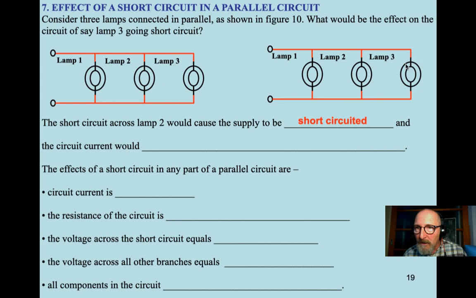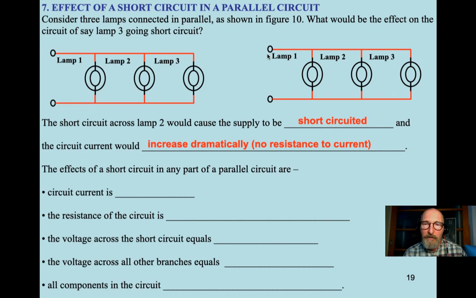Anywhere you've got a short circuit, the whole circuit becomes short circuited, and the circuit current would increase to infinity. It would have to have a fusible link in here that would blow a fuse and stop causing a fire from the wires burning out. Circuit current would increase dramatically. There's no resistance to the current, so something's got to give. This is why we have fuses in circuits, and the fuse would blow in that case.